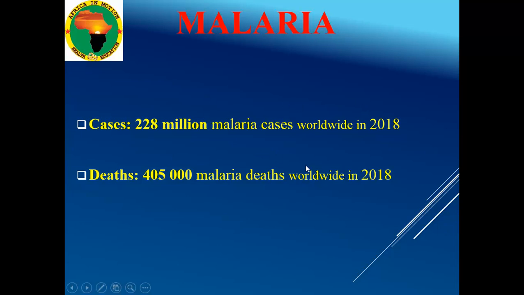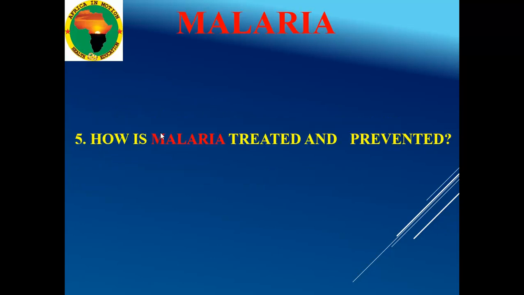You can see in just 1 year, 2018, it has killed 405,000. And people who are infected with malaria parasites worldwide, 228 million. This is too high. It's too much. We need to do something about it. How do we treat this malaria and how do we prevent it?